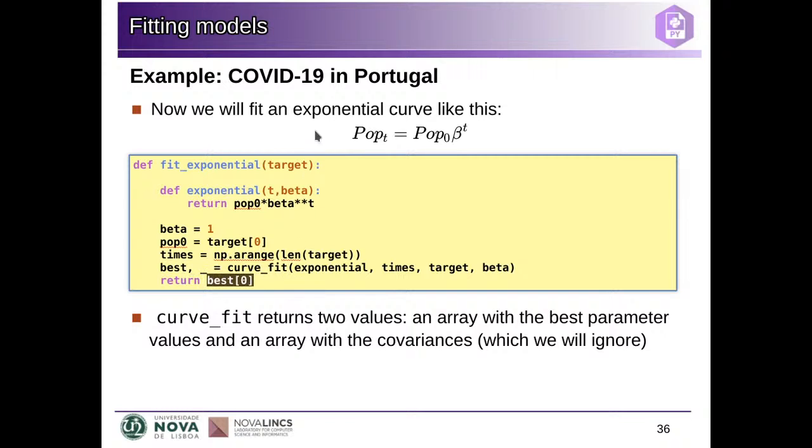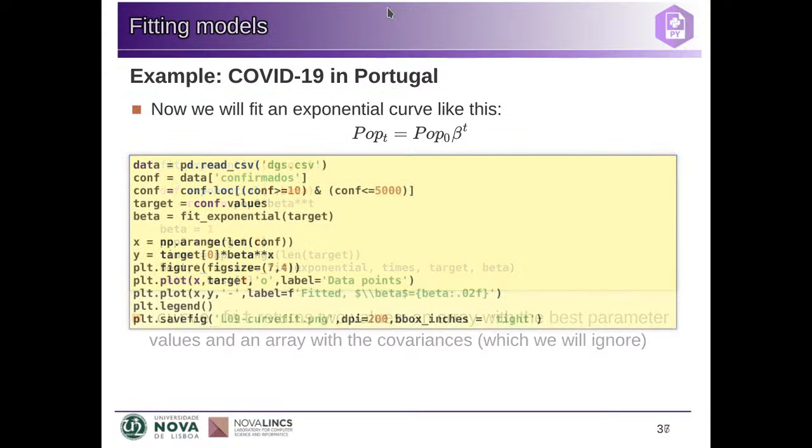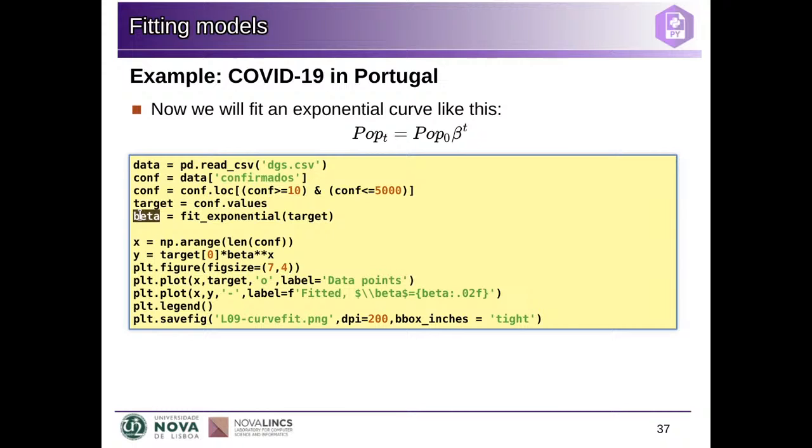So we are going to return this. This will be an array with all the different parameters that we are trying to adjust. So in this case, it's only one, it only has one element. And so we basically return just the beta value.